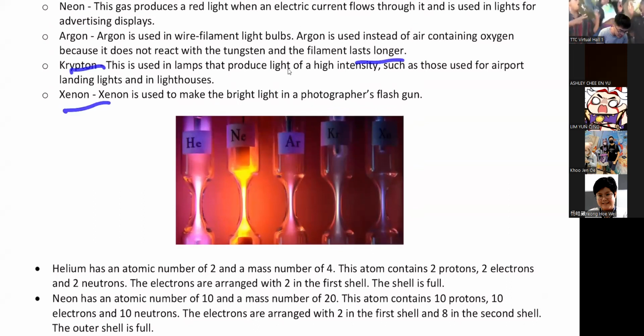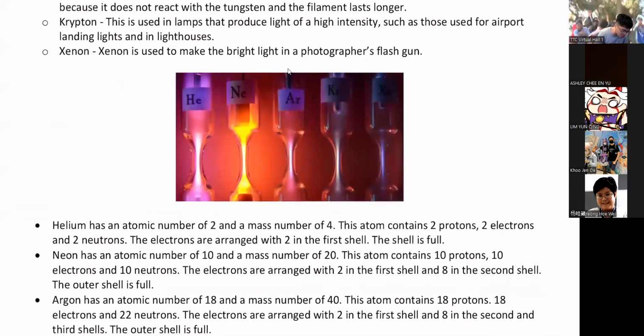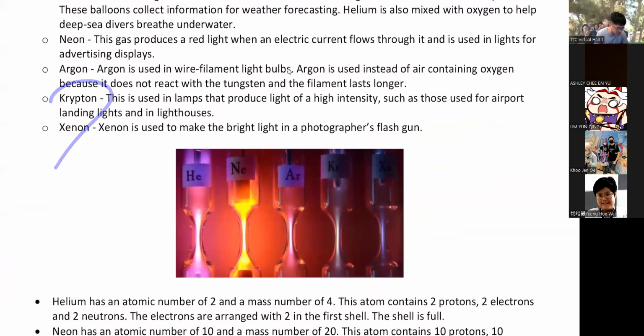And of course, krypton and xenon, we use them in lamps. We use them in a flash gun. Xenon is used in your camera flash. Xenon is also used in airports and lighthouses. As you can see, they are white or blue in color, so they produce this very strong white light. That's why we use xenon and krypton in other places.